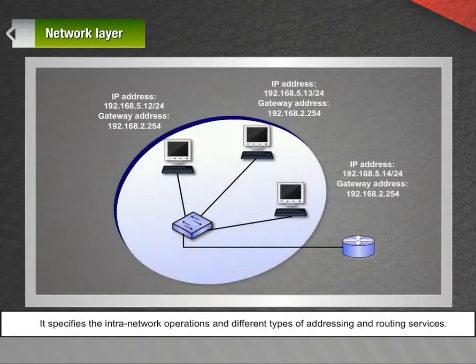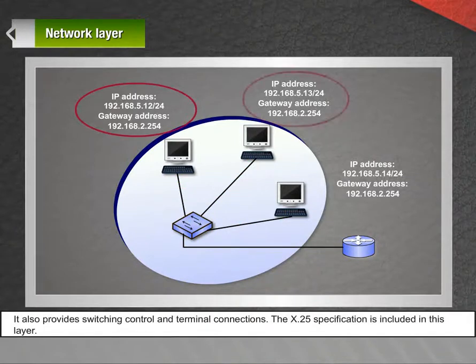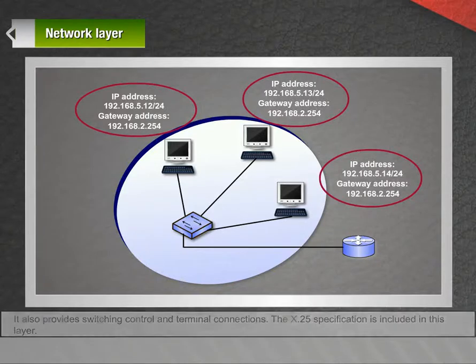Network layer. It specifies the intra-network operations and different types of addressing and routing services. Logical and service addressing are provided by the network layer. It also provides switching control and terminal connections. The X.25 specification is included in this layer.